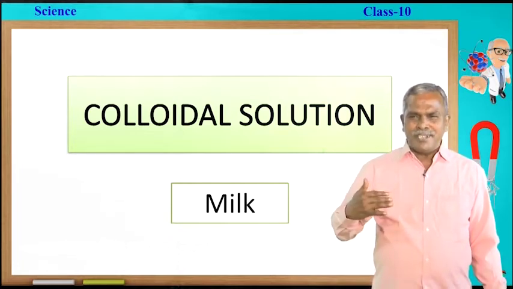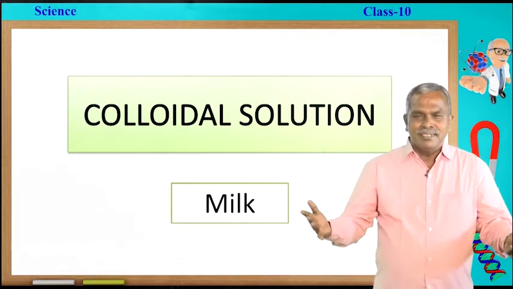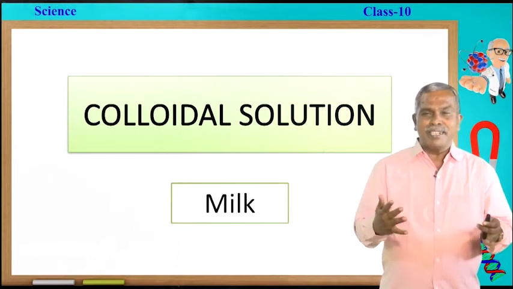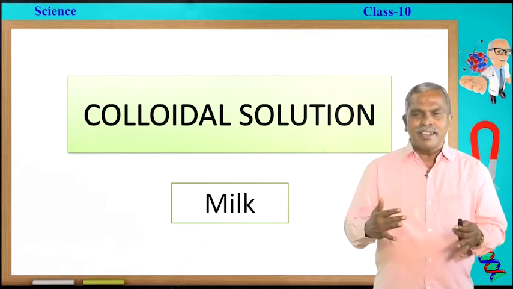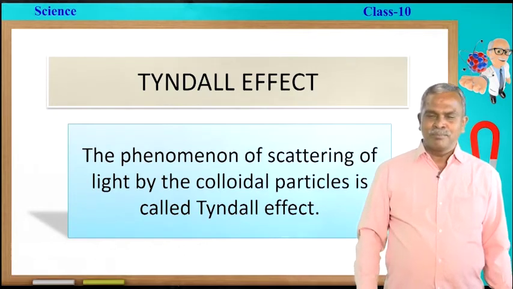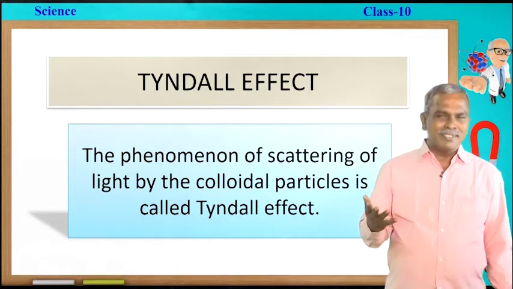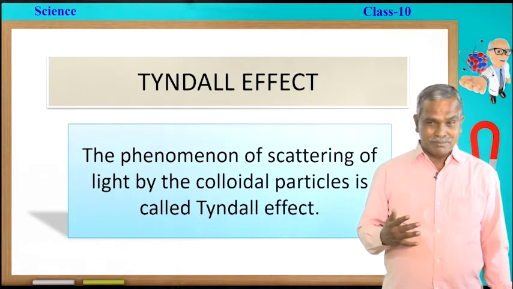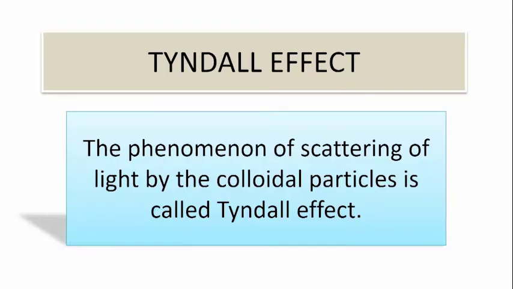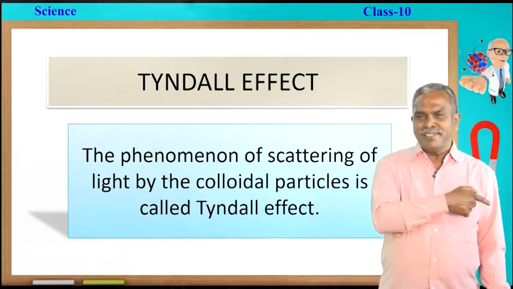when the light is made to pass through the colloidal solution, it is going to scatter. This experiment was conducted by the famous scientist Tyndall, hence it is called the Tyndall effect. He had given a beautiful explanation for this. The phenomenon of scattering of the light by the colloidal particles is called the Tyndall effect. After understanding the Tyndall effect effectively, you can correlate it with the scattering of the light through the dense forest also.